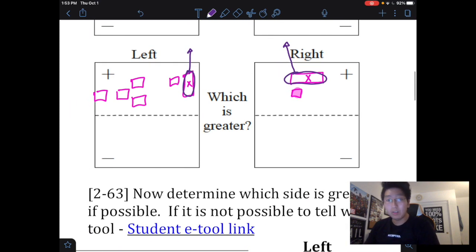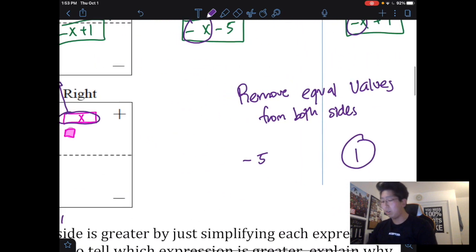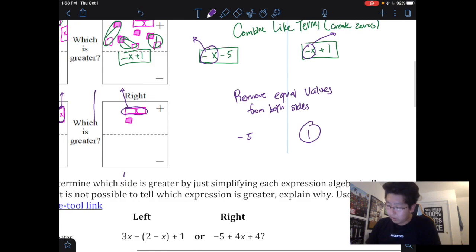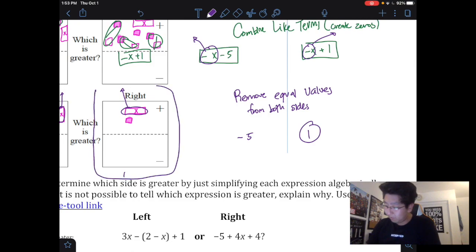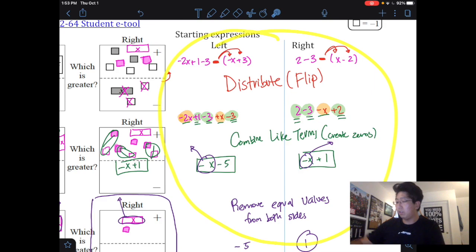So we have negative 5 over here and positive 1. Which side is greater? 1 is greater. So I'm going to go ahead and circle this side and say that the right side is greater. Now, none of this is new so far, all right? The only thing I want you to be able to do now is solve algebraically, solve on the right side.